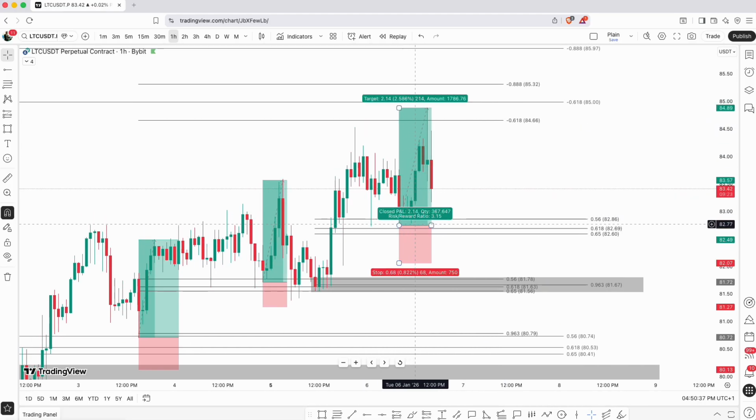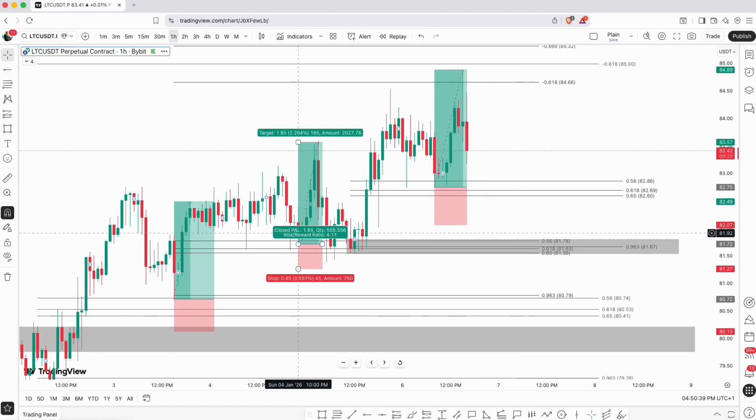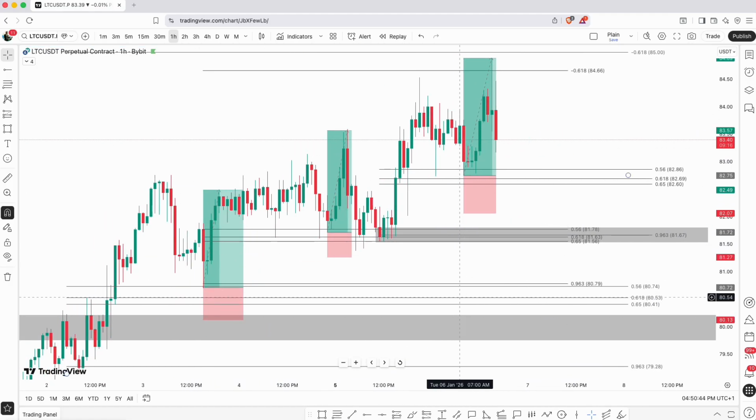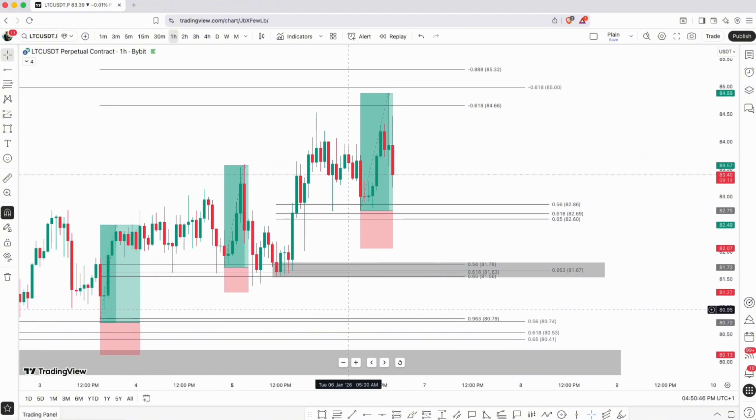And what I need to look out for is market comes down to that level, bounces, and I'm taking a trade. It comes back to that level, bounces, and I'm taking a trade.